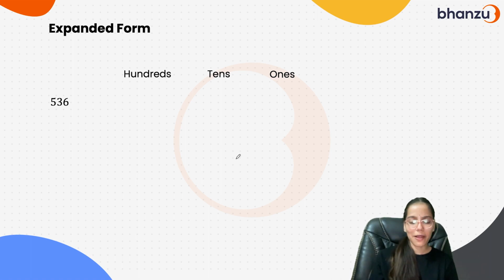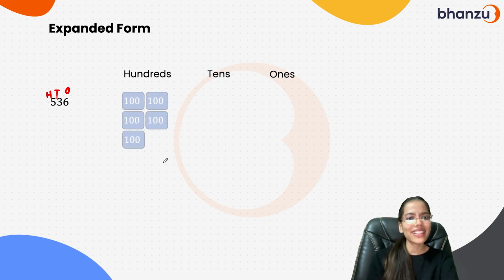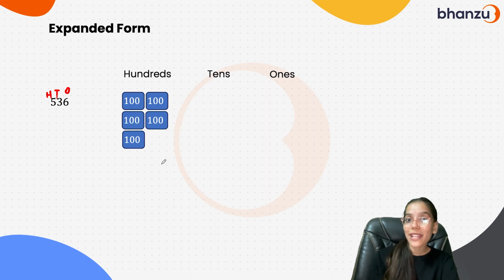So here I have 536 on my screen, correct? So let me quickly write the place values. This is the ones place, this is the tens place, and then we have hundreds place, correct? 6 is in the ones place, 3 is in the tens place, 5 is in the hundreds place. When I say 5 is in the hundreds place, what does that mean? We have 5 hundreds, correct? So does that look something like this? 5 hundreds, correct?